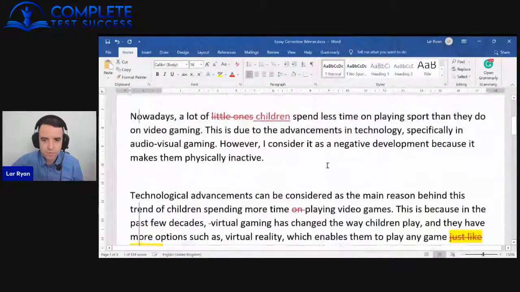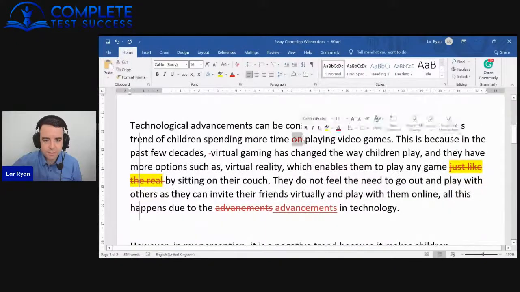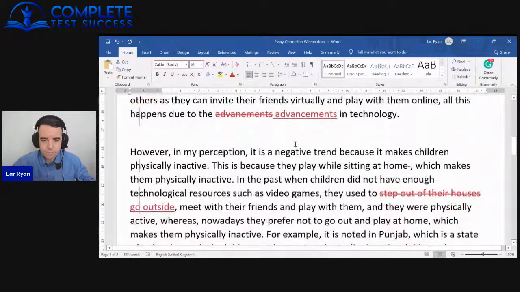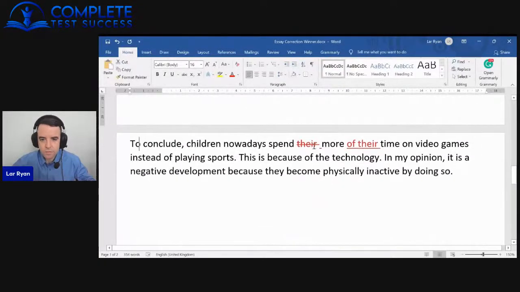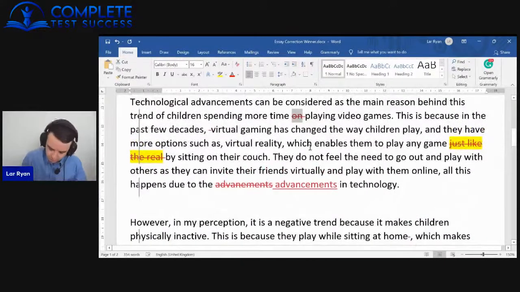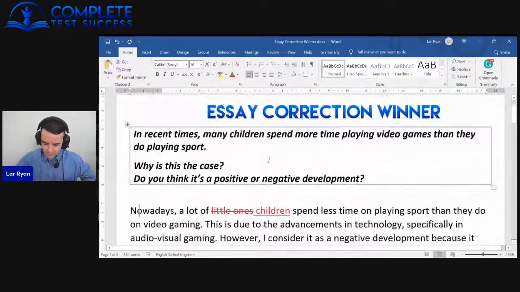And then for grammar, we have one preposition mistake here, and one syntax mistake here. Spend more of their time. Band 8 for grammar. It's good. Enough range and enough variety there. So that is an overall score of band 7. Brilliant. So the language ability definitely rescued that score.